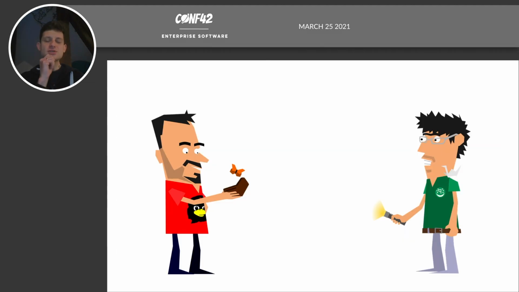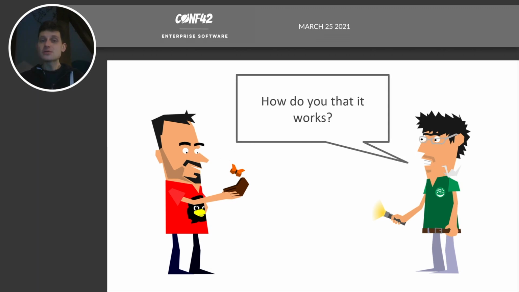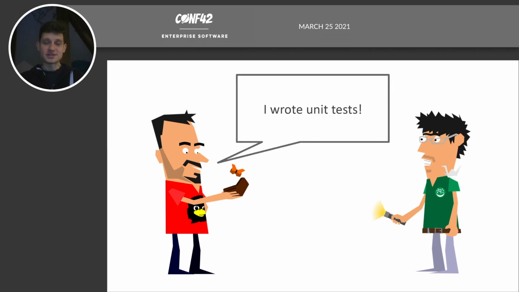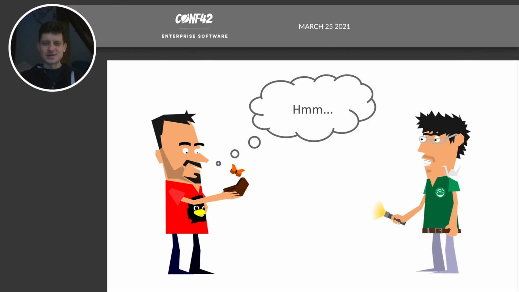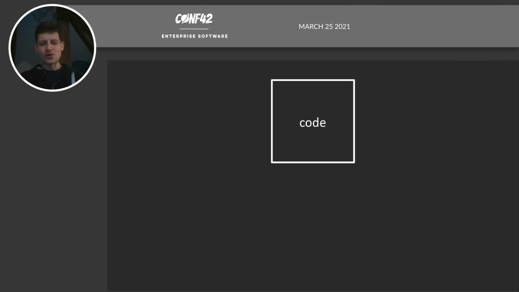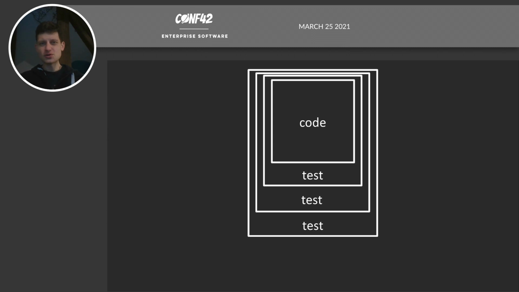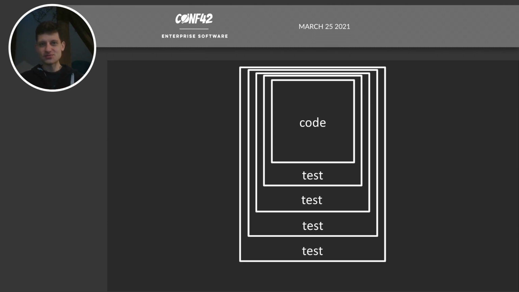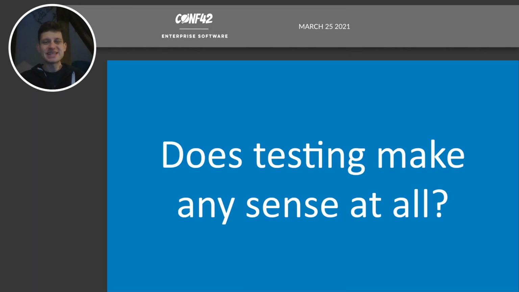So how should this conversation look? "I wrote code for the spacecraft." "How do you know that it works?" "I wrote unit tests." "But how do you know that your tests work?" But really? We write code, then we write tests to test the code, then we write tests to test the tests of the code, and it just doesn't make sense.